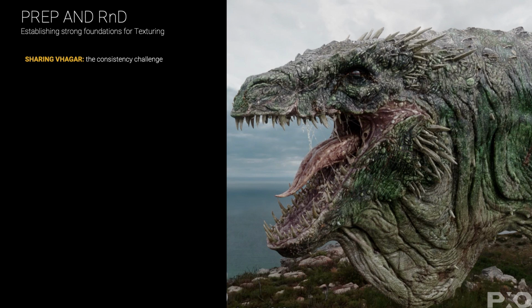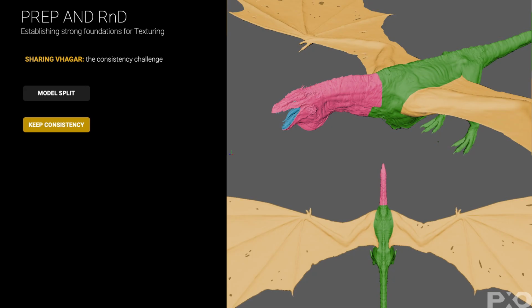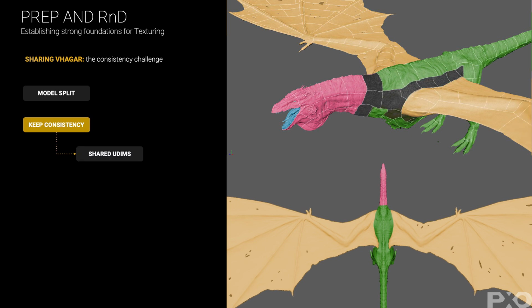So we split this dragon, and the very first thing was to figure out how do we split the model in a kind of wise way. And then, of course, the question came, how do we keep consistency between the different pieces? Because different artists are working on it, and this thing needs to come together. So we used a few techniques to try to make sure that we were all on the same page. And one of these was using shared UDIMs.